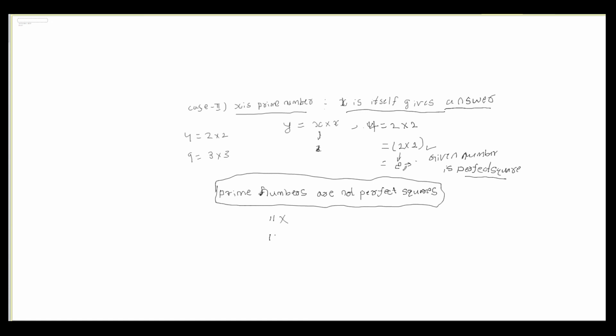You take 13. Is it a perfect square? No. You can take 17. Is it a perfect square? No. Small numbers: 2 is not a perfect square. 3 is not a perfect square. 7 is not a perfect square. 5 is not a perfect square. The prime numbers are not perfect squares.